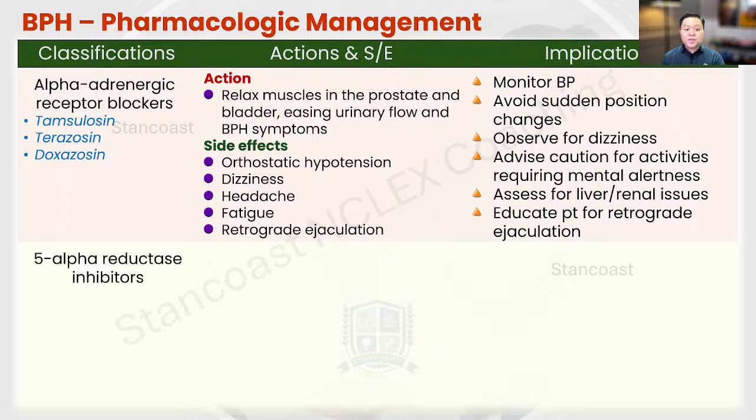And also we're going to talk about the 5-alpha reductase inhibitor. So what is this group of medication? This is a new classification, or a different classification, with different generics here. We have the finasteride and also the dutasteride. So take a look into the suffix here.